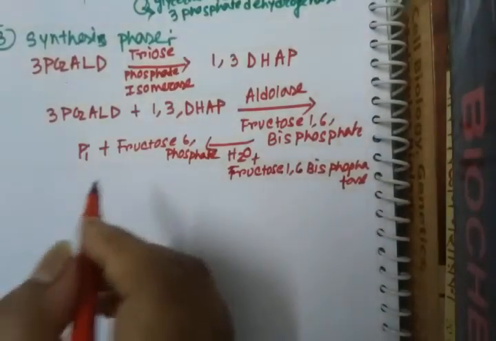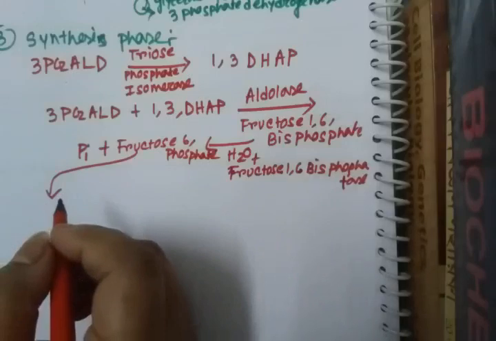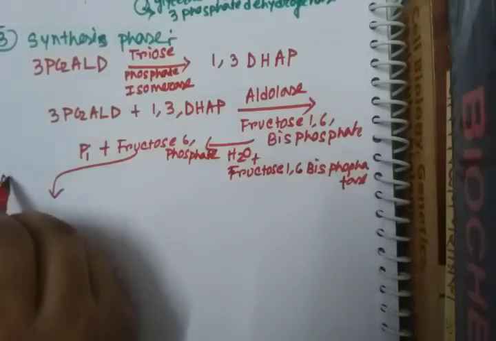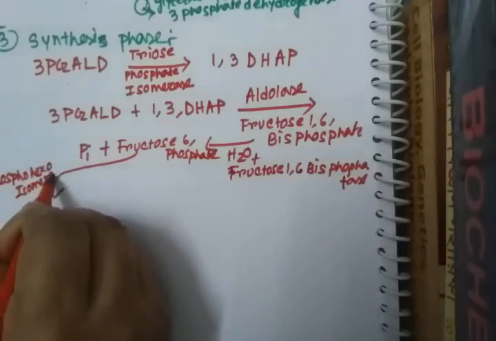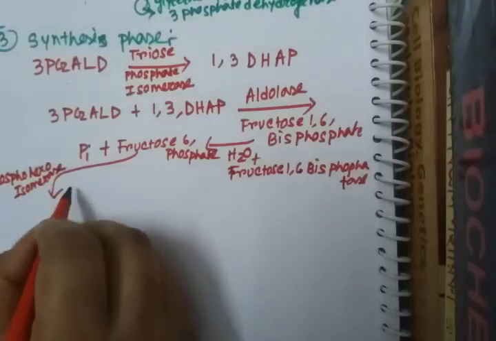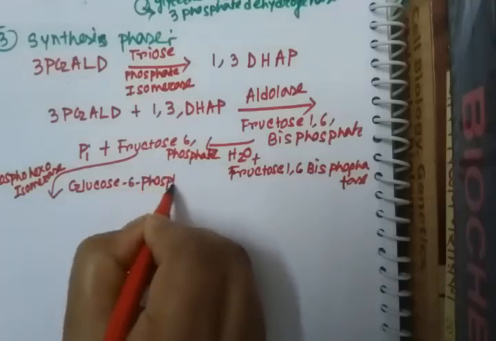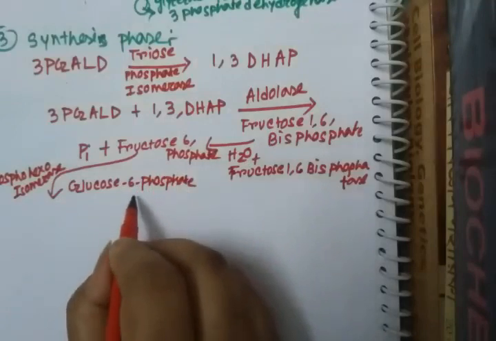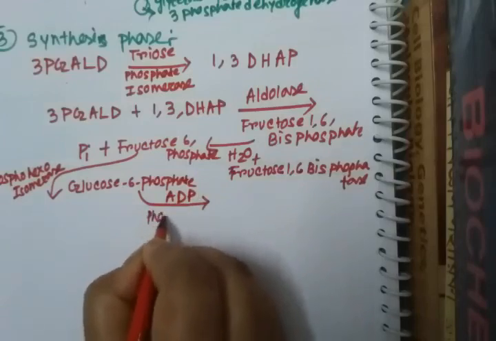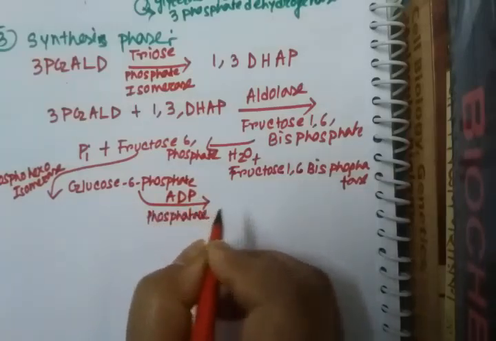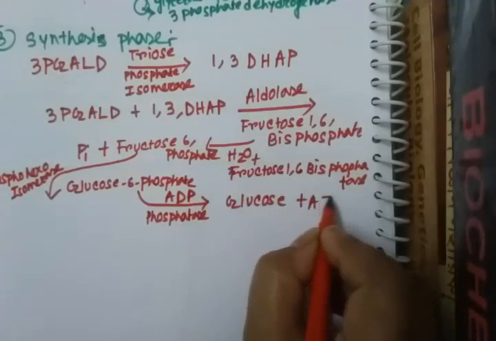Clear? And the fructose 6-phosphate with the help of another enzyme, phosphohexoisomerase, will form glucose 6-phosphate. And the glucose 6-phosphate with the help of ADP and also the phosphatase enzyme will form glucose, and the ADP will be converted into ATP.